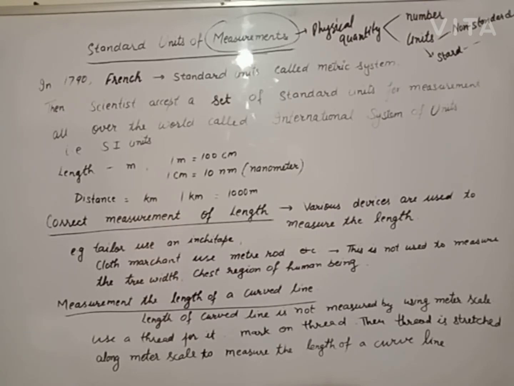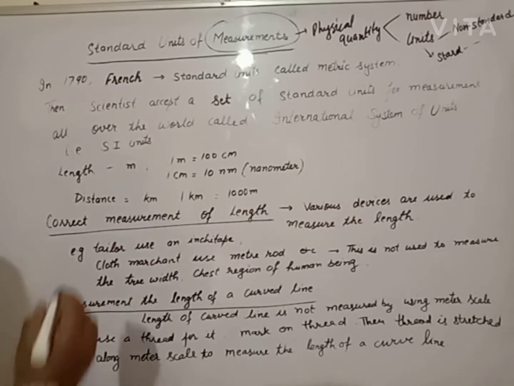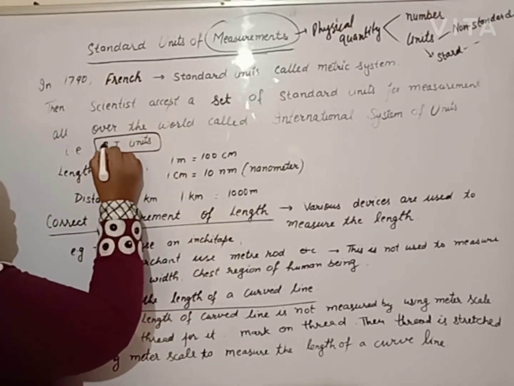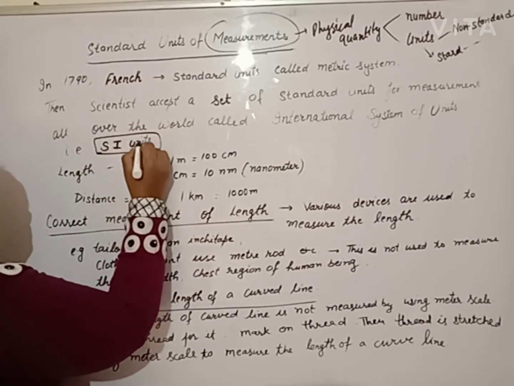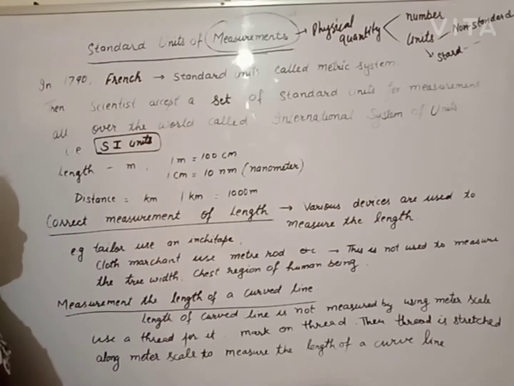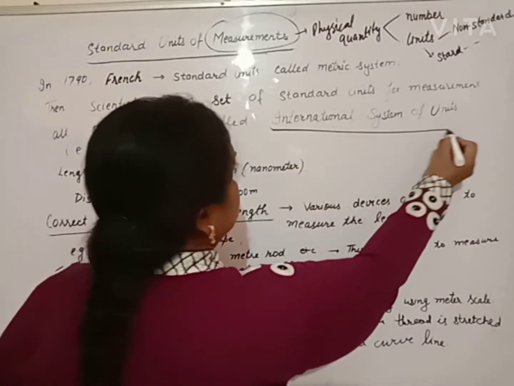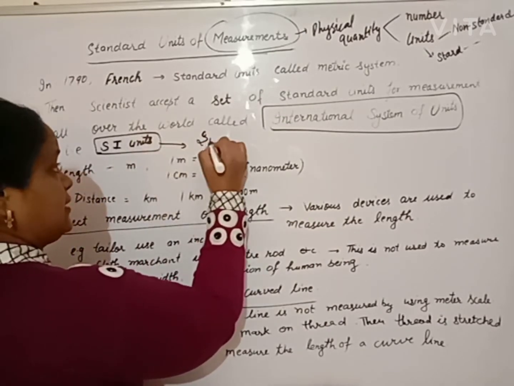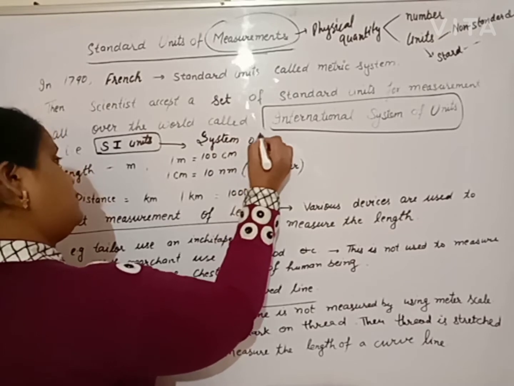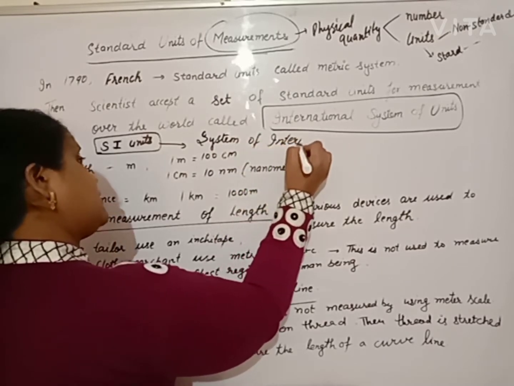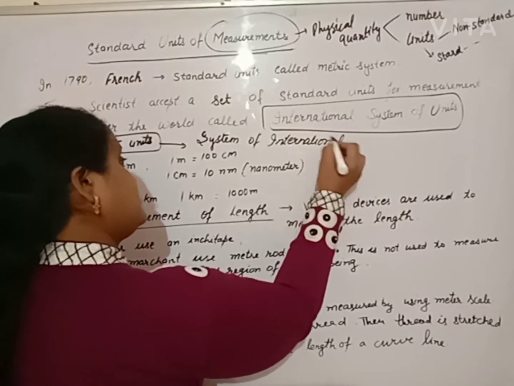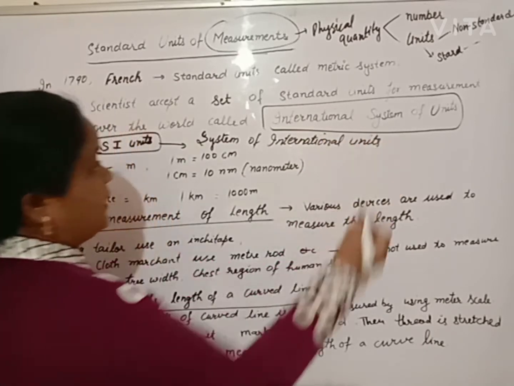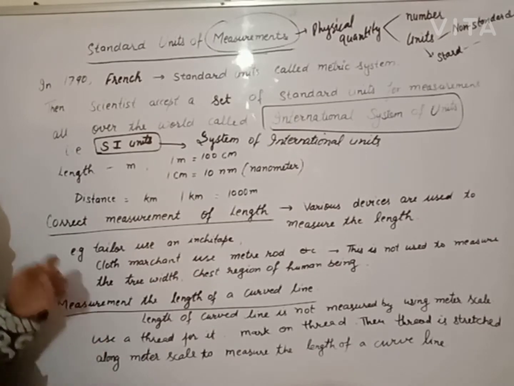And these standardized units are fixed units. These are accepted by the scientists all over the world. These units are known as SI units. Beta, these are known as SI units. SI units means System of International Units. SI unit is System of International Units, or you can say International System of Units, both are the same thing.